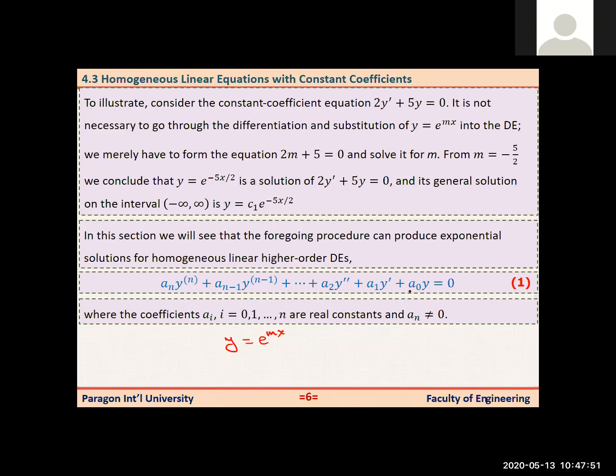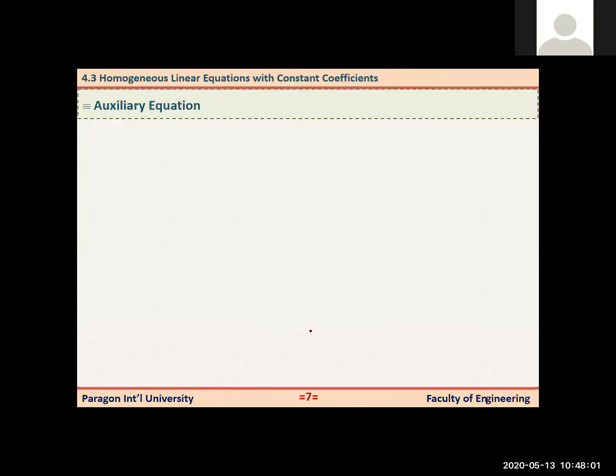Now in this section, we will learn how to solve this kind of equation. It is homogeneous, because on the right hand side we have 0, and all these coefficients are constants, not functions of x. That's why it's a special case.